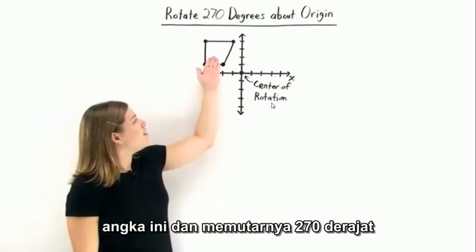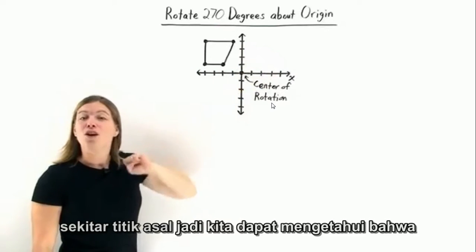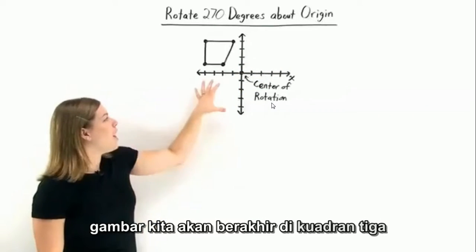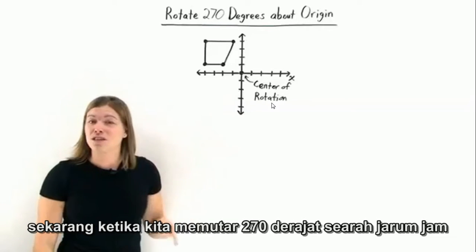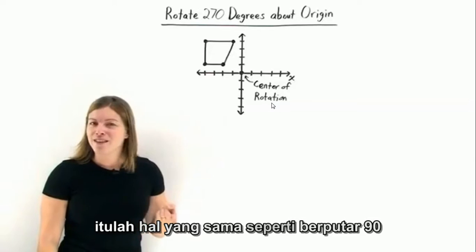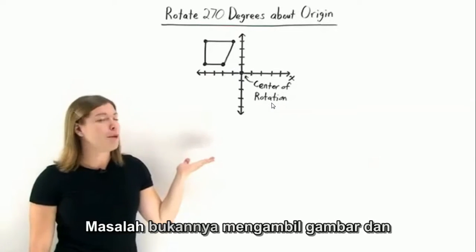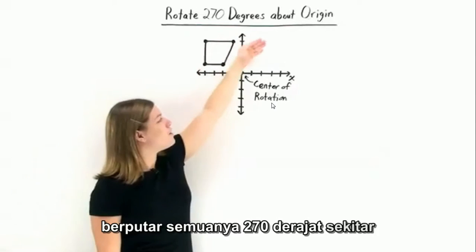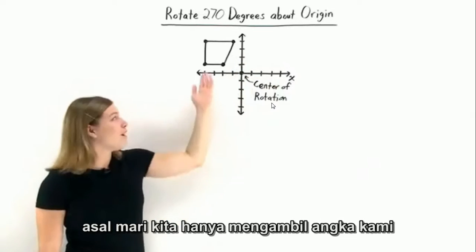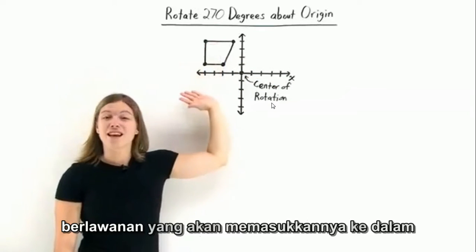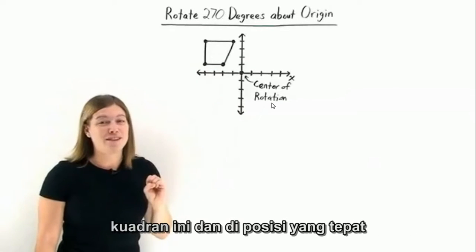We are taking this figure and rotating it 270 degrees around the origin. So, our new figure, or our image, will end up in quadrant 3. Now, when we rotate 270 degrees clockwise, that's the same thing as rotating 90 degrees counterclockwise. So in this problem, instead of rotating the figure all 270 degrees around the origin, let's simply take our figure and rotate it 90 degrees counterclockwise. That will put it in this quadrant and in the right position.